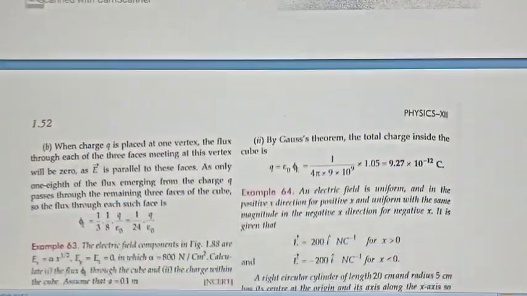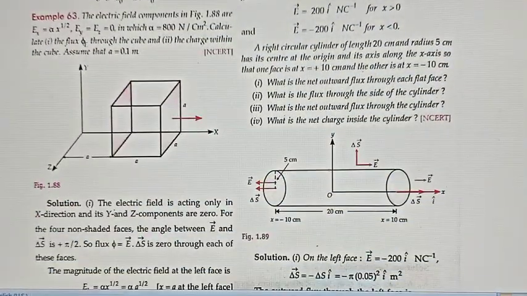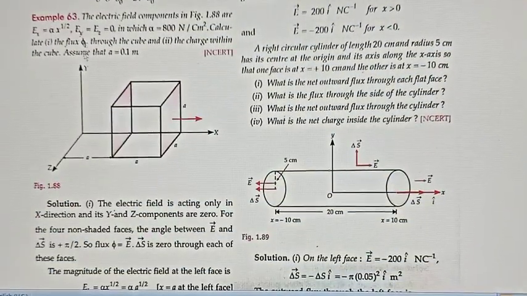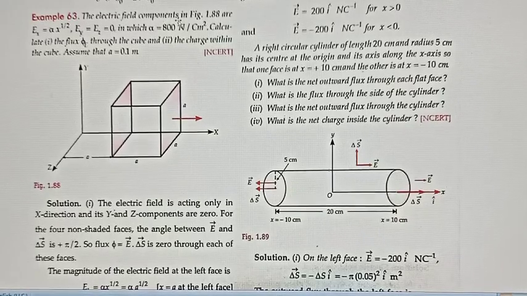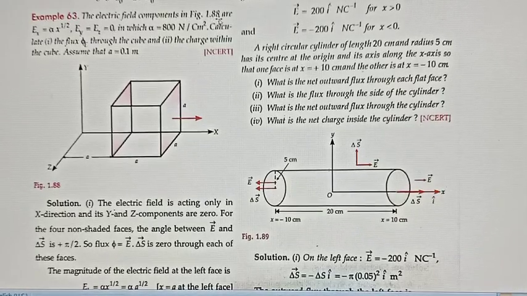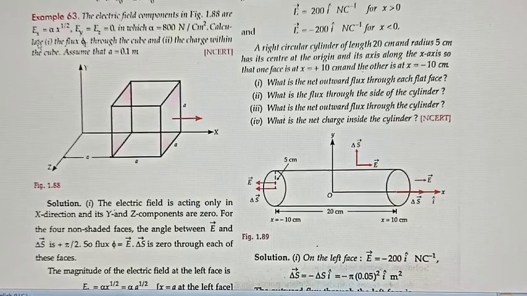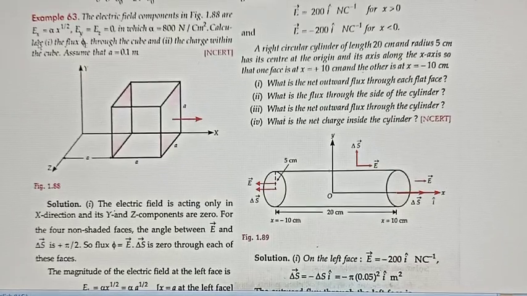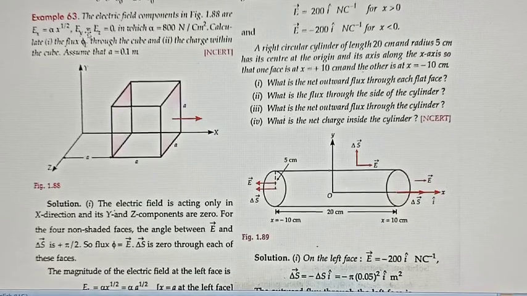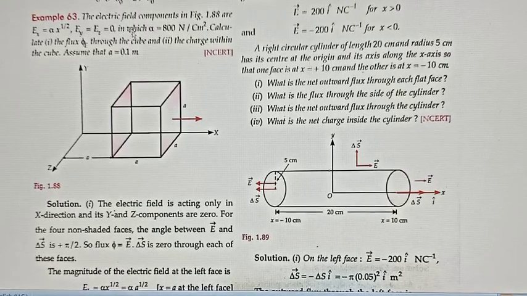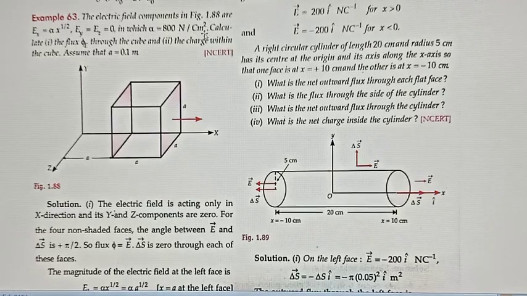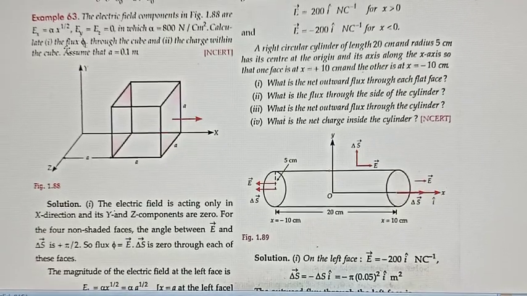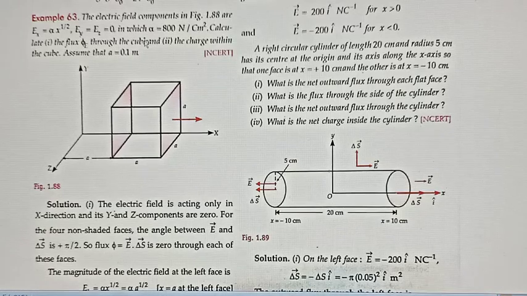Next you can see the electric field components in figure 1.88 are Ex equal to alpha x to the power half, Ey equal to Ez equal to 0, in which alpha is equal to 800 newton per coulomb meter square. Calculate the flux through the cube.